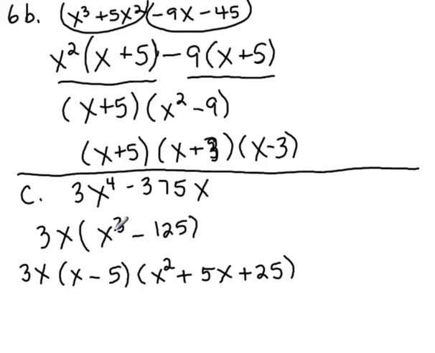Once again, difference of cubes. Take the cubic root of the first term, the same sign, the cubic root of the last term. Don't look at that anymore. Look down here. Square the first term, use the opposite sign, multiply the first times the last, use a positive sign, square the last term. Same, opposite, positive. And that's it.